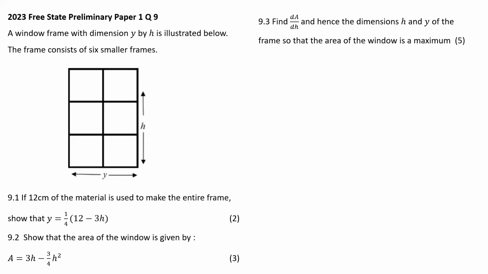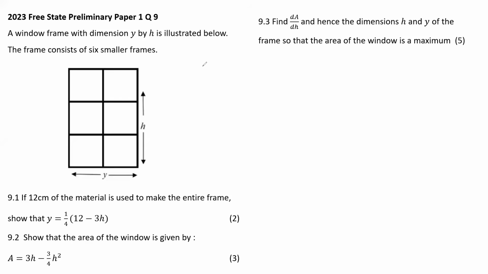9.1. If 12 centimeters of the material is used to make the entire frame, show that Y is a quarter of 12 minus 3H. All right, let's discuss.